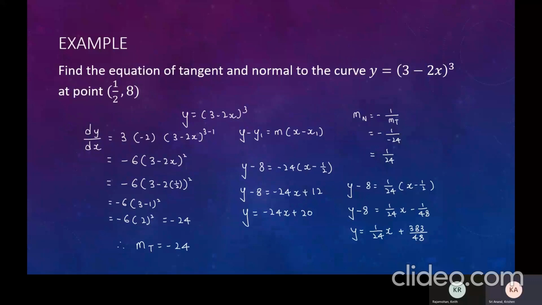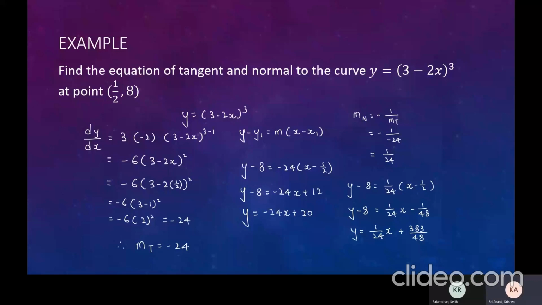Here is an example to try by following the steps previously mentioned. We start by differentiating the equation of curve. In this case, we only need to apply the chain rule to differentiate it. This results in the differentiated equation being -6 multiplied by (3 minus 2x) squared. After this, we substitute x as half to get dy over dx to be -24. This is also the gradient of the tangent.